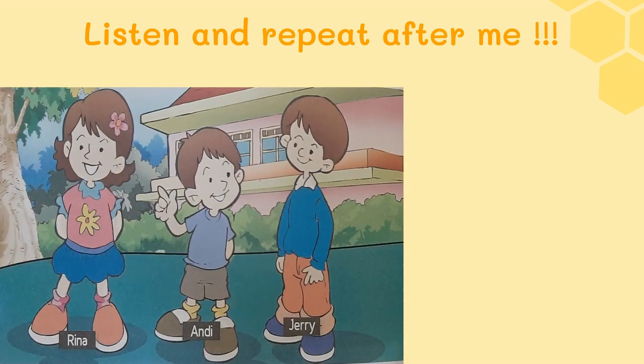To understand our lesson better, now look at the picture carefully. Have you looked at it? Okay. In the picture, there are three persons. There are Rina, Andy, and Jerry. As you can see in the picture, we can make a comparison. For example, number one. I want you all to listen and repeat after me. I'll read the sentence, you listen, and then you repeat after me.